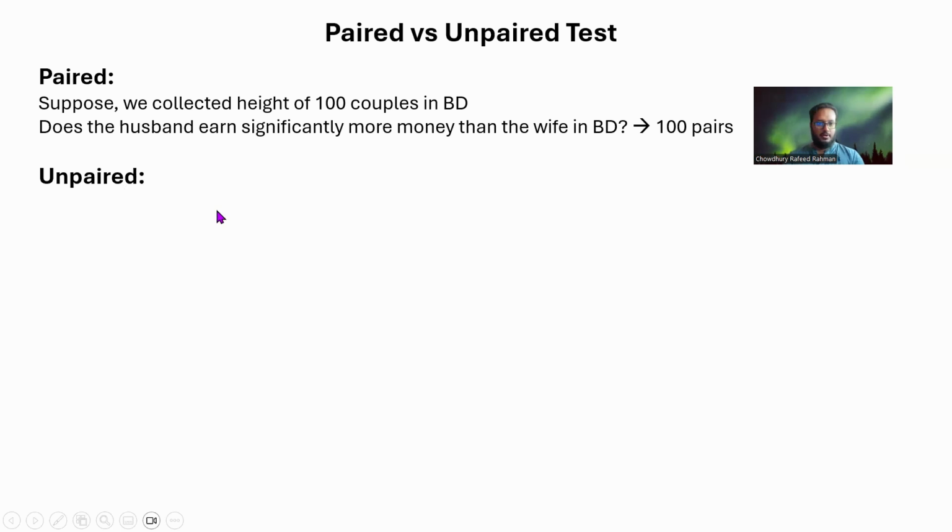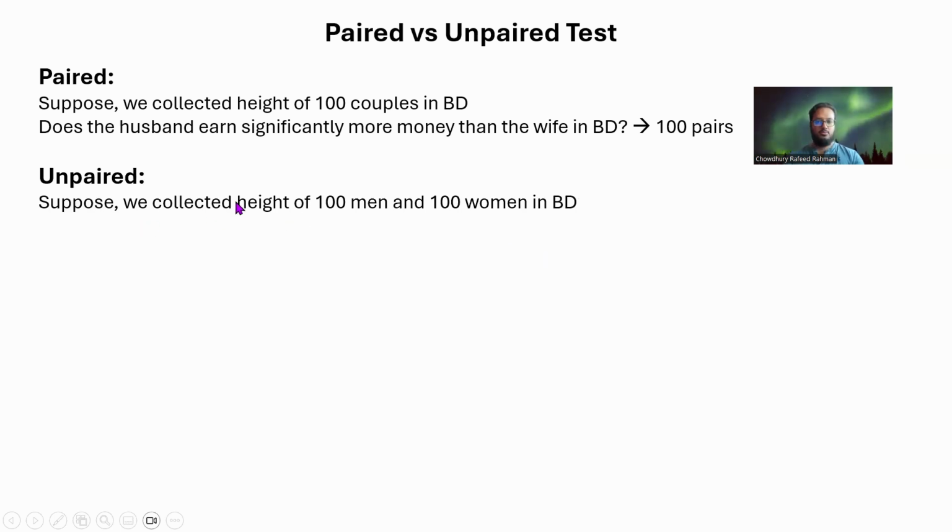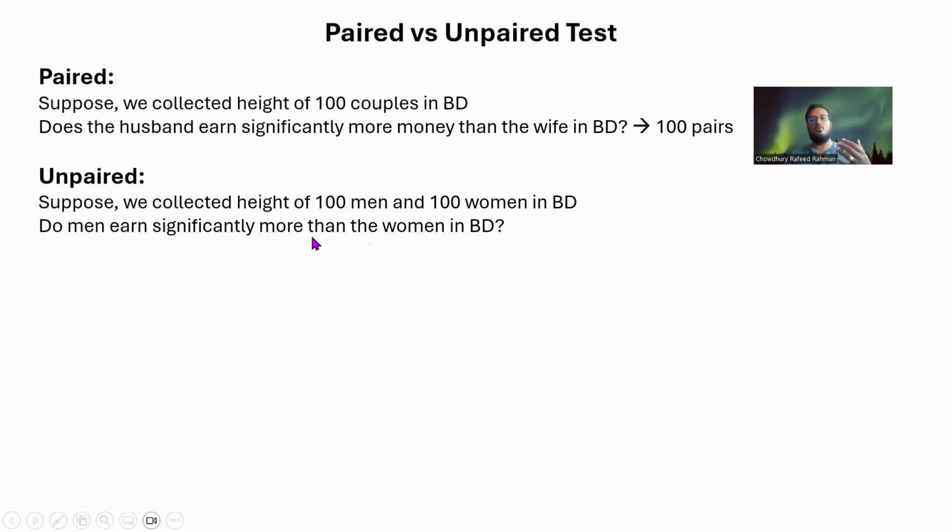So let's talk about unpaired. So suppose we collected, this will not be height, by the way. I have made a mistake here. This will be earning. We collected earning of 100 men and 100 women in BD. So the question is, do men earn significantly more than the women in BD? So now I understand that the earnings here are not in pairs. So there are 100 income levels of 100 men and 100 income levels of 100 women. We are just comparing these two groups. That's it. So that is unpaired.